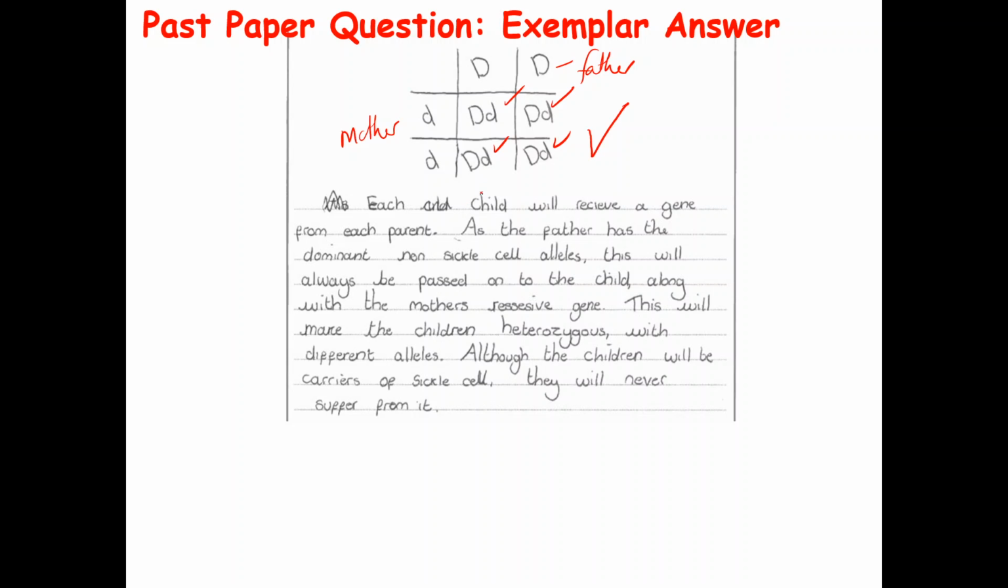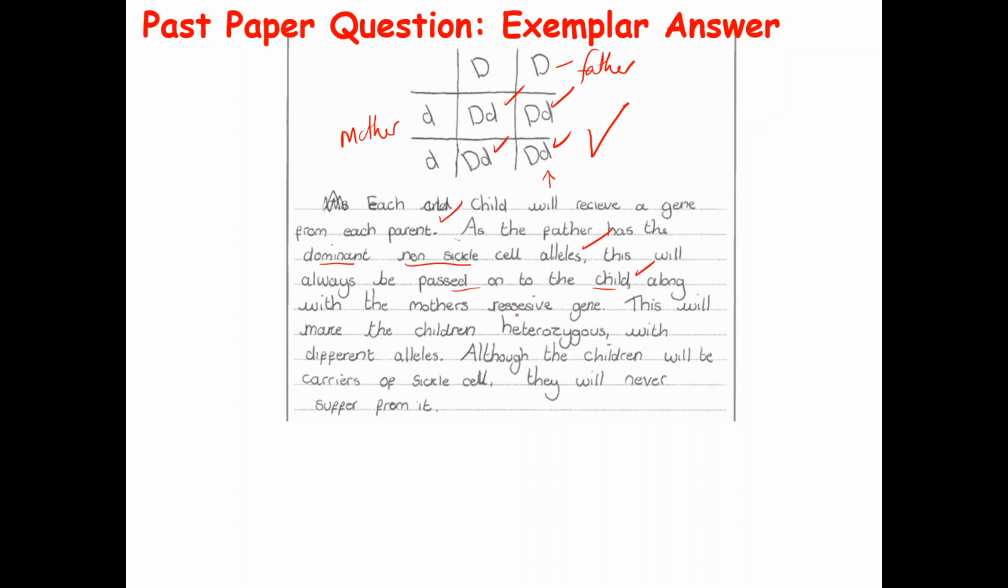Then the second part of the question, if you remember, is to then explain what this shows. So they've said each child will receive a gene from each parent. Excellent. As the father has a dominant non-sickle cell allele, this will always be passed on to the child. Now this is good. So they've actually picked out from the question that the dominant allele is the non-sickle cell allele. And the dominant will always be passed on, and they know that from this Punnett square.